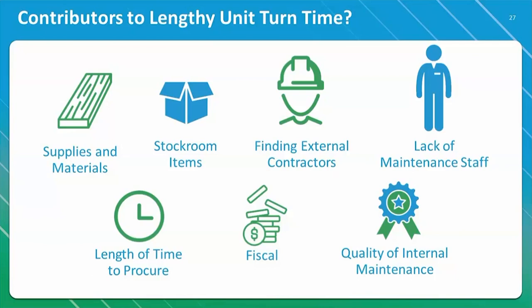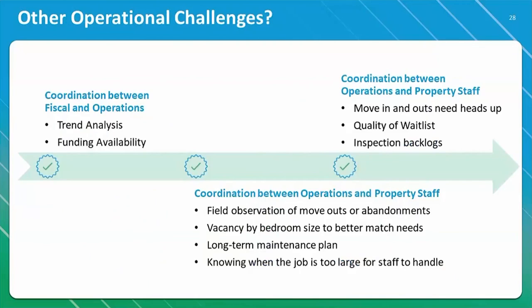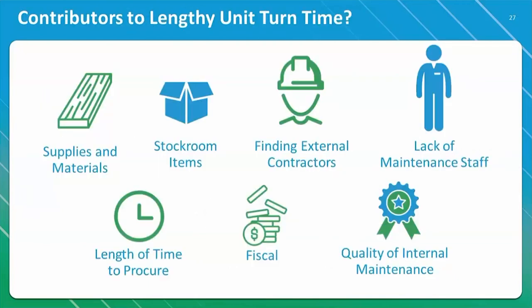Finding the external contractor, we talked about that and what we could do with vendor outreach. The lack of maintenance staff, we talked about that because there could be experience level issues, and not having a glut of individuals available wanting to apply for your positions. And you may have to find alternate ways to do that. Can we go back to that slide, please? One back. And you may need to partner with technical colleges and so forth, or temp agencies. The length of time to procure, the money issue, and internal quality of maintenance to not just get in the unit to pass inspection.